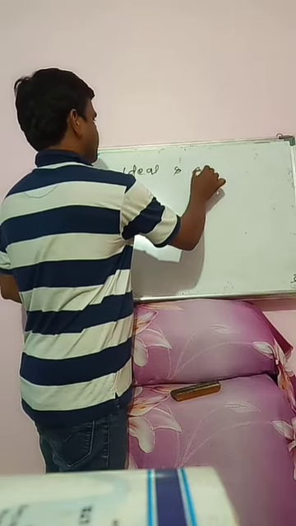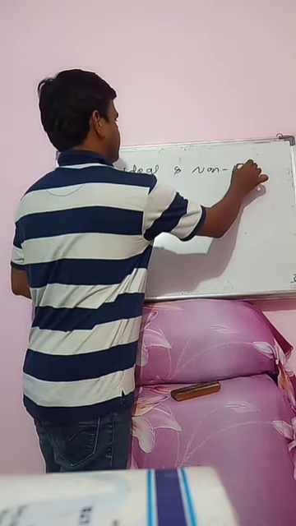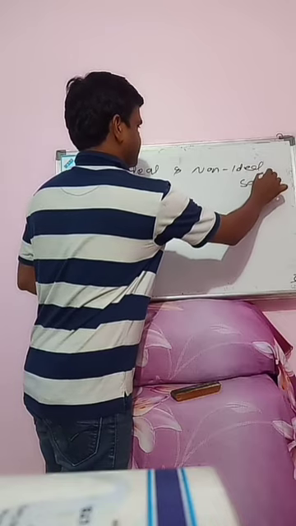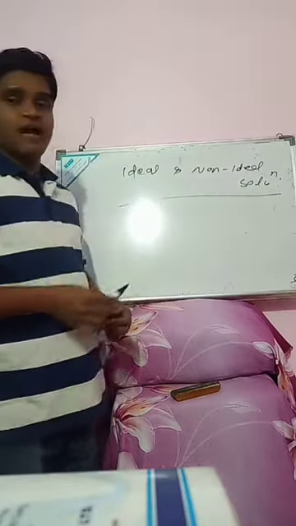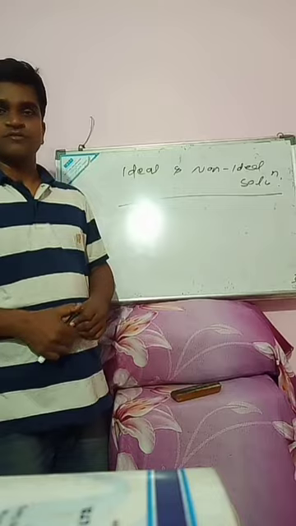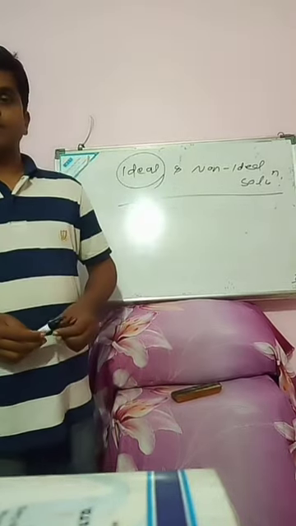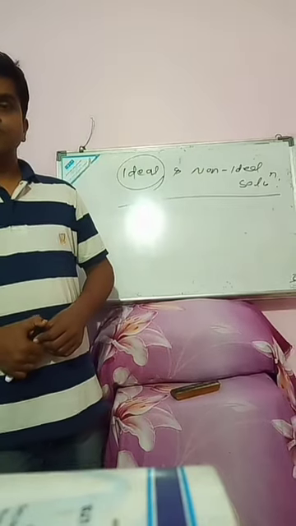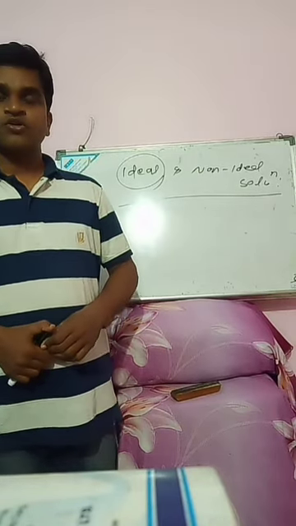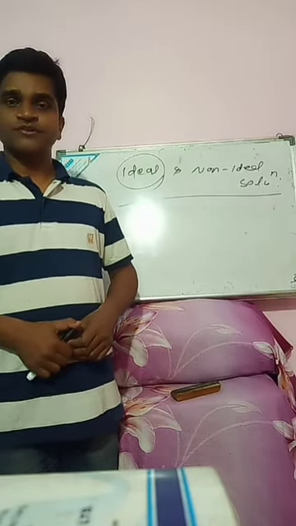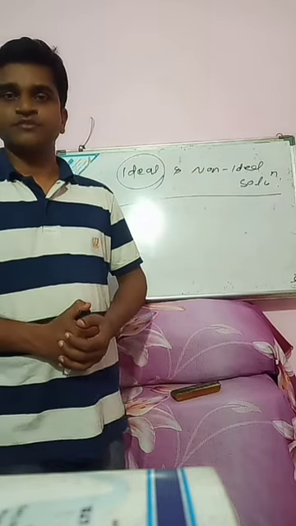and a non-ideal solution. Ideal and non-ideal solution. Okay. The first one is ideal solution. Ideal solution, the solution which obeys Raoult's law over the entire range of concentration is called ideal solution.